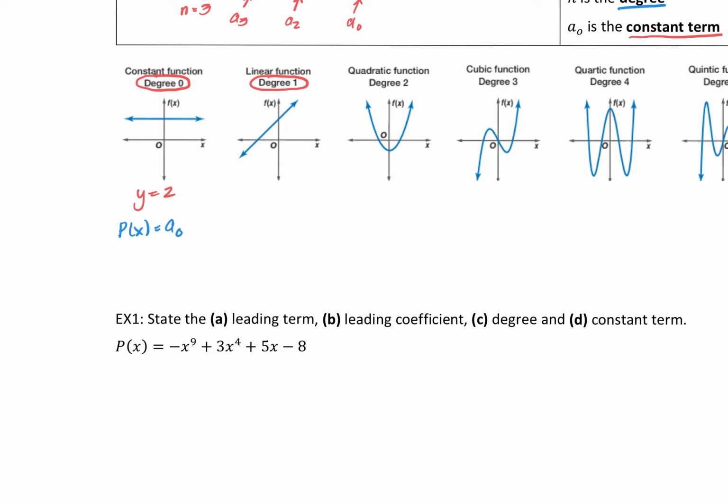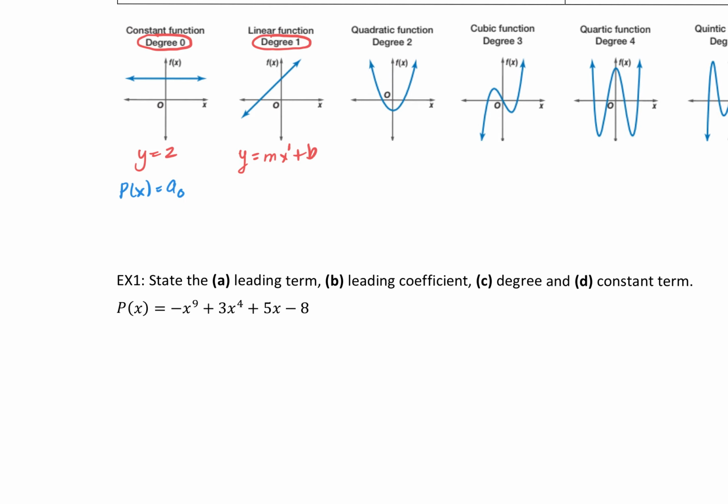So remember a linear function, we could write it as y equal to mx plus b. So notice the x has exponent 1. The general polynomial form for a linear function would be p of x equal to a sub 1 x plus a sub 0. So in this particular case, our a sub 1 is the slope. X plus a sub 0 would be that b value.